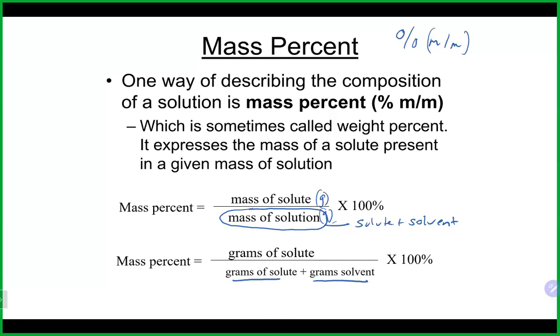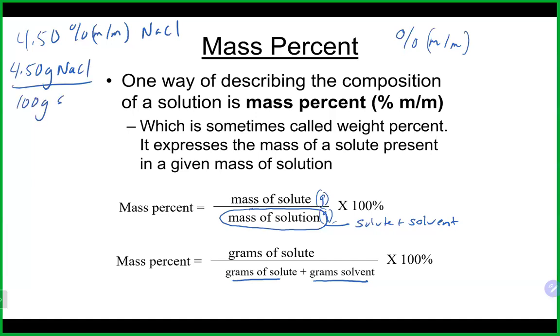By the way, if you have a percent concentration given to you, like if you had a 4.5% by mass sodium chloride solution, you could actually turn that into a usable conversion factor. Basically what that means is you would have 4.5 grams of sodium chloride in 100 grams of solution. And you could use it as a conversion factor.